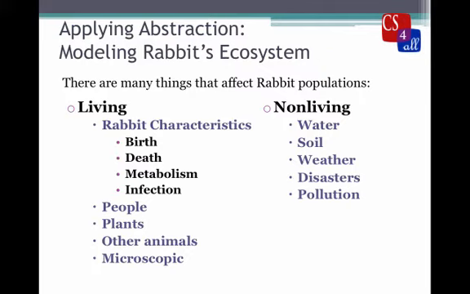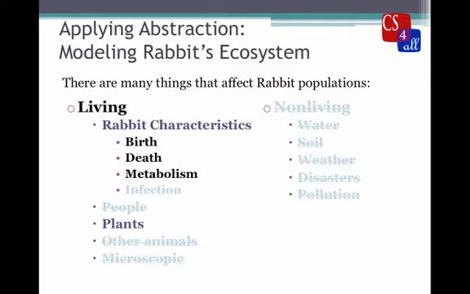And those are a lot of things to include in a model, so we would probably simplify that. And we would maybe include some rabbit characteristics like the birth and death rate and the fact that rabbits expend energy just by living. And we would have to include plants because rabbits eat plants. So we might create a simple model that includes just those things. Let's go take a look.